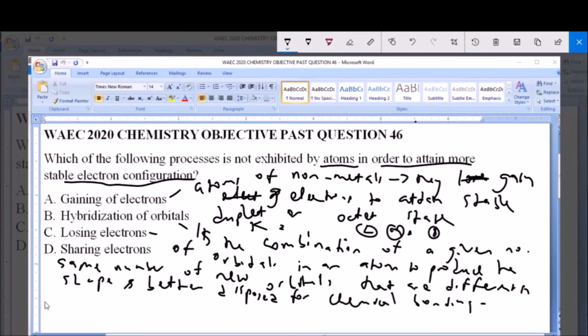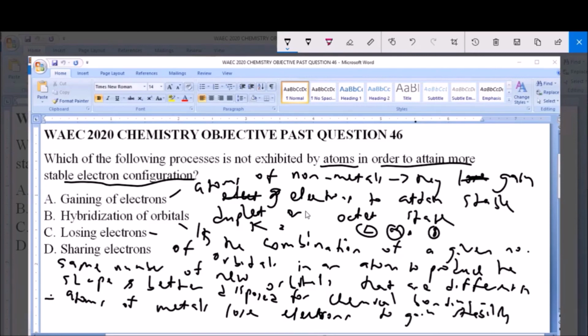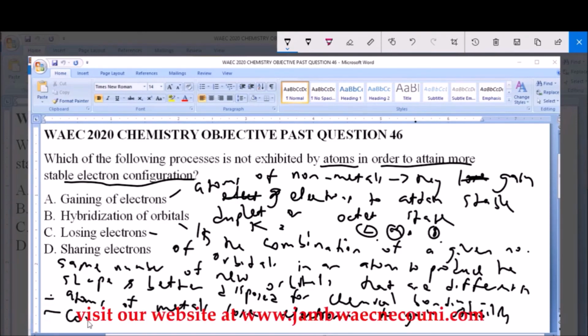Now, option C, which is losing electrons, is seen in atoms of metals. Atoms of metals usually lose electrons in chemical reactions to gain stability. That is the same octet or duplet state that we saw in non-metals. Now, option D, which is sharing electrons, is seen in atoms that usually undergo covalent bonding.